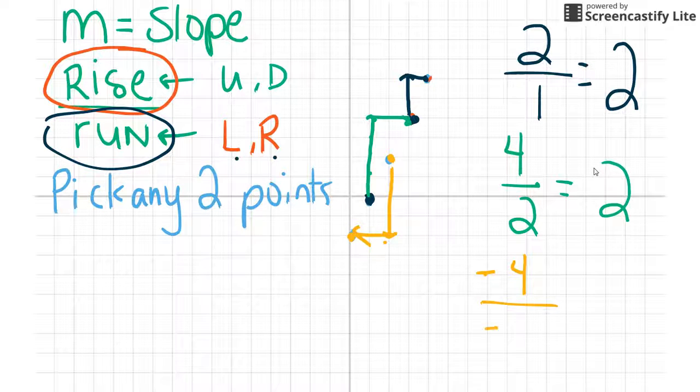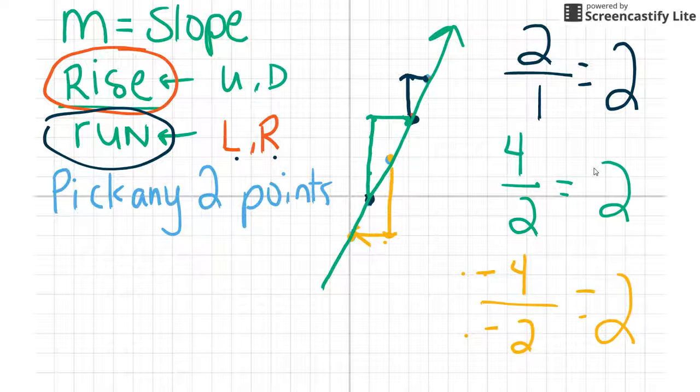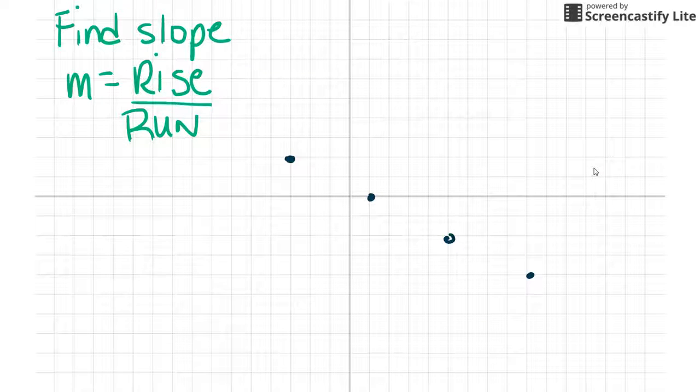Okay, now let's say we pick this dot here and this dot here. Well, how far do you rise? Well, in order to get to this dot, we actually don't rise at all. We fall 4. So if you fall, you're just going to put a negative instead of a positive. And then we actually go left 2. Well, because I'm going to go left, we need a negative. So now if you do your division, -4 divided by -2, you still get 2.